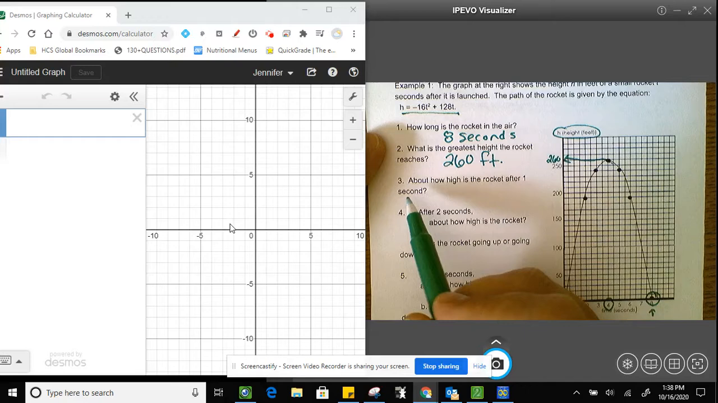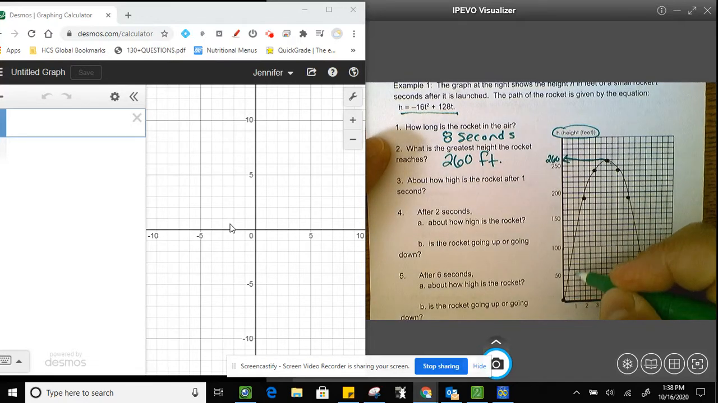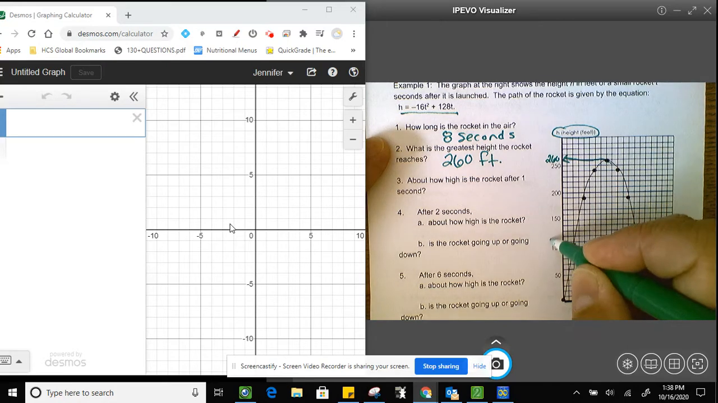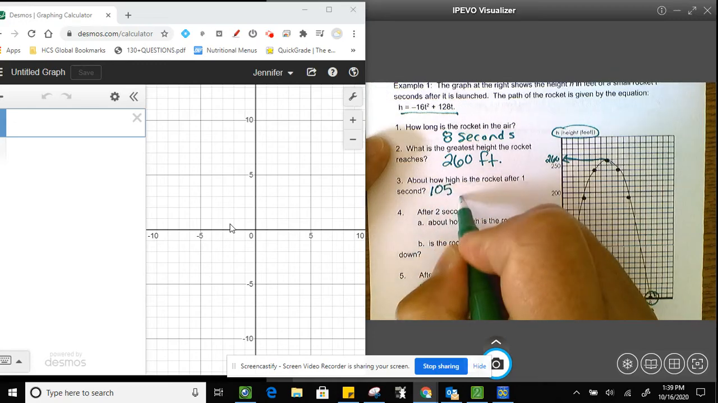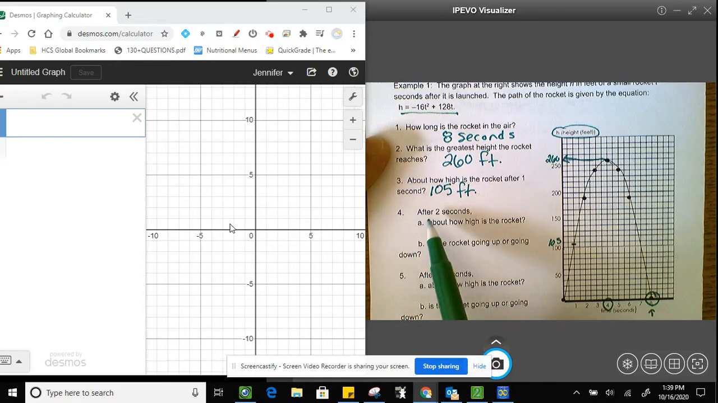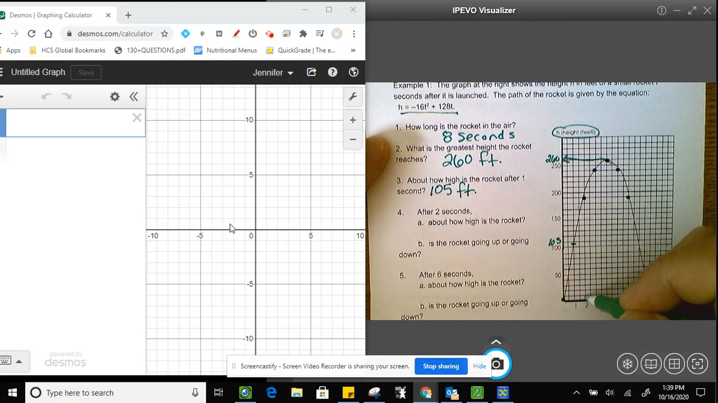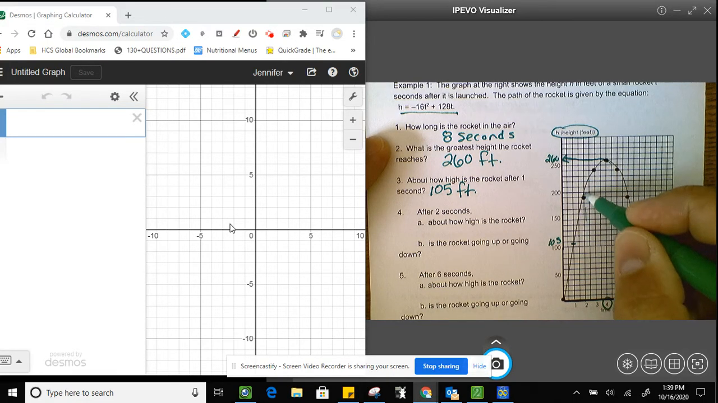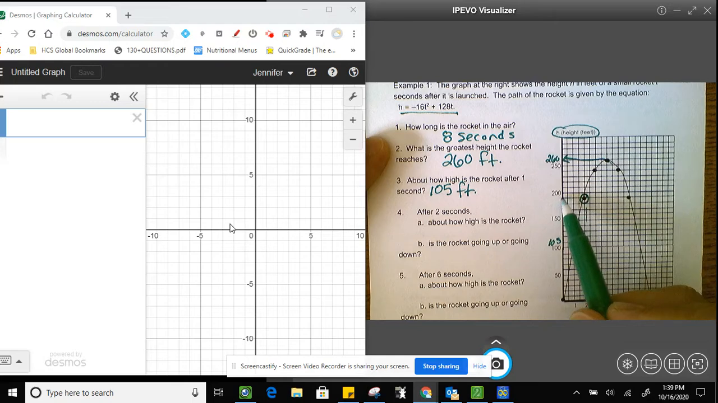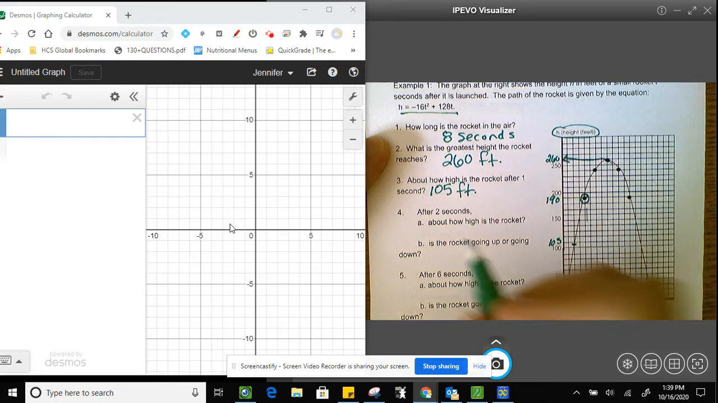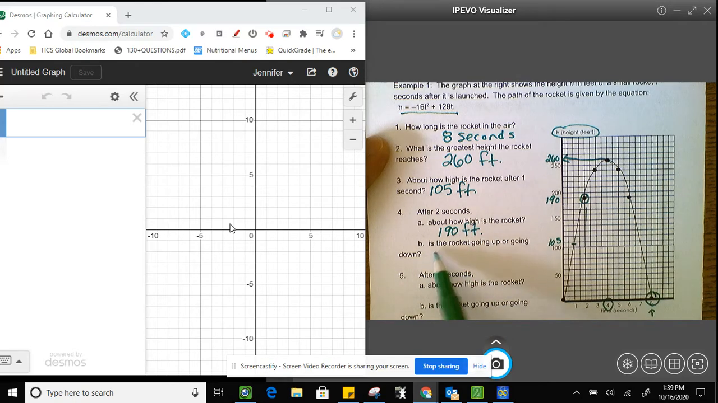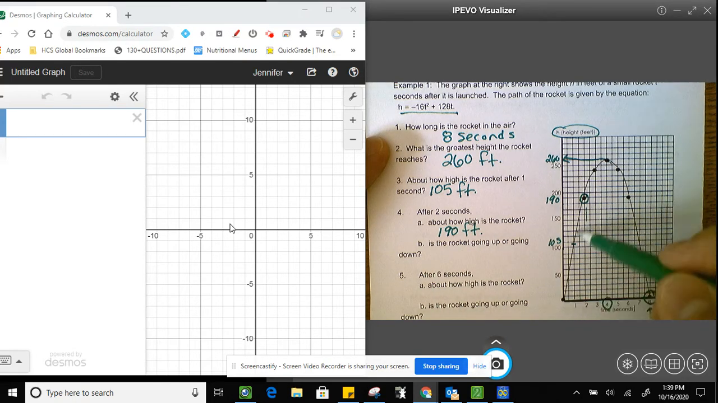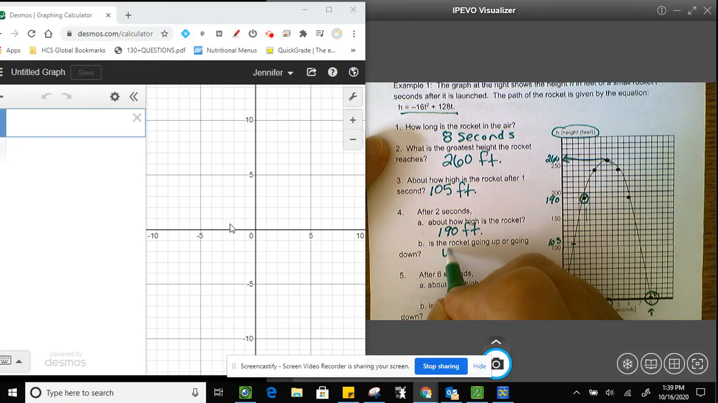About how high is the rocket after 1 second? So if we follow the 1 up, I'm going to say it's right there in the middle. So I would say 105 feet. After 2 seconds, I will follow this x value, and they have a little point right here. So that's 190 feet. And then it asks, is the rocket going up or down? So remember, it starts here and it's going upward.